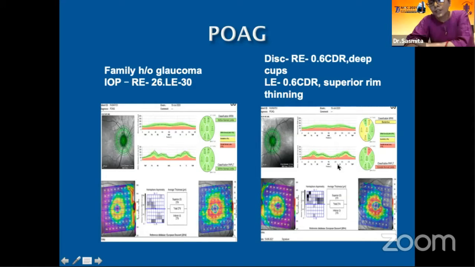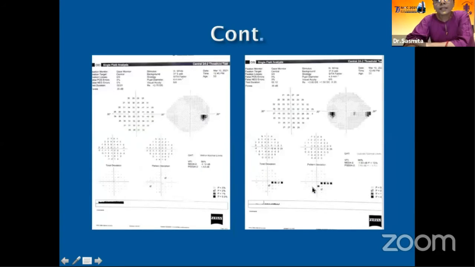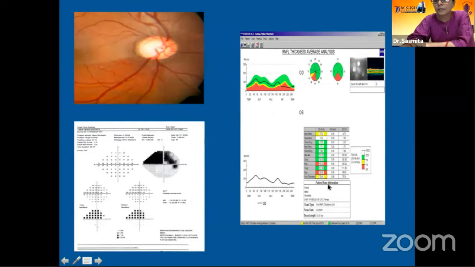Whereas in the left eye, you can see the RNFL thinning, superior focal RNFL thinning is also there, and the macular scan also shows the grayscale, some kind of scotomas. And the corresponding perimetry in the right eye is normal, where the left eye shows the inferior scotomas, and this patient has been put on medications.